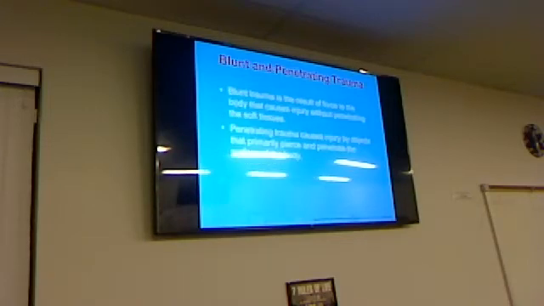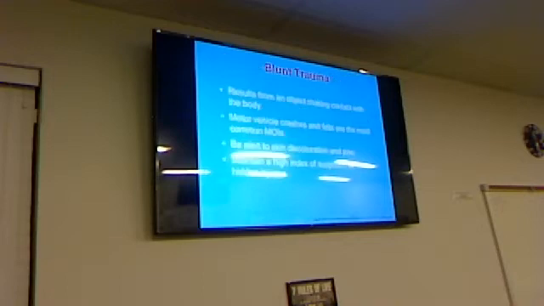All right, so blunt and penetrating trauma. Blunt trauma is a result of force to the body that causes injury without penetrating the soft tissues. Okay, so someone gets whacked in the abdomen with a baseball bat. That would be a good example of blunt trauma. Penetrating trauma causes injury by objects that primarily pierce and penetrate the surface of the body. So shootings, stabbings, things like that would fall into that category.